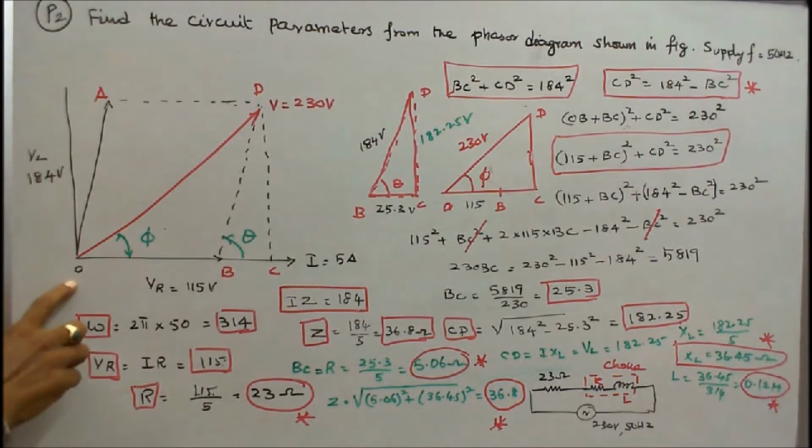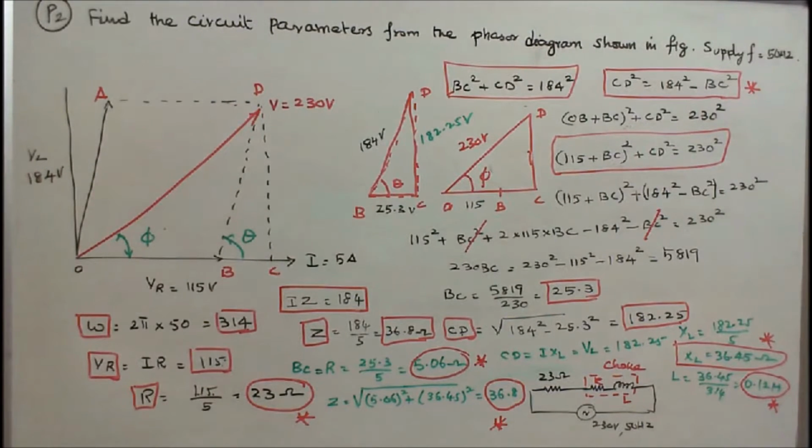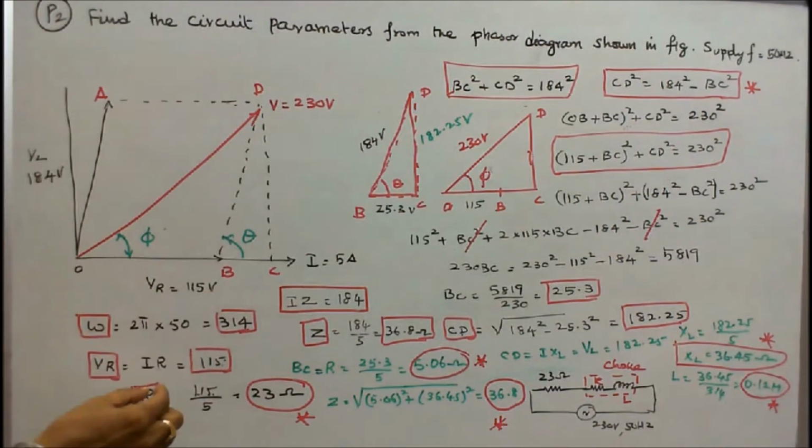This is O, A, B, C, D. I can find omega. Omega is equal to 2 pi into 50, that is equal to 314. Voltage across the resistor is 115, that is I into R is equal to 115. I can find R. R is equal to 115 by 5, that is equal to 23 ohms. The resistance is 23 ohms.